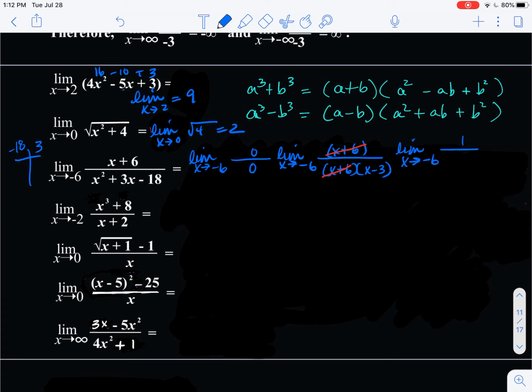So what's the y value though? After I cancel that common factor, I can direct substitute, because this is what I'm left with. So when I plug in -6, 1 over -6 minus 3 is -1/9.